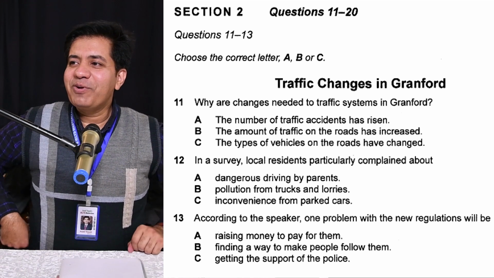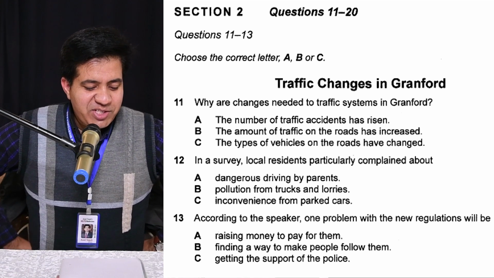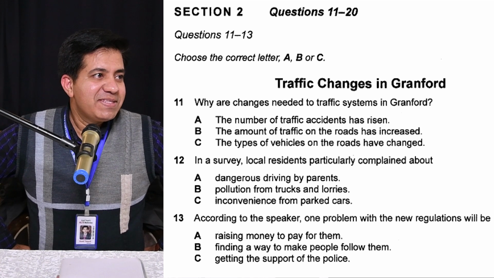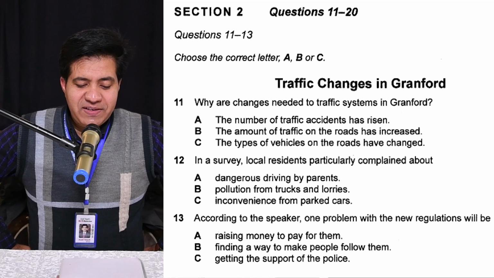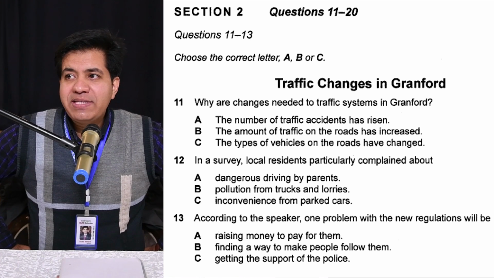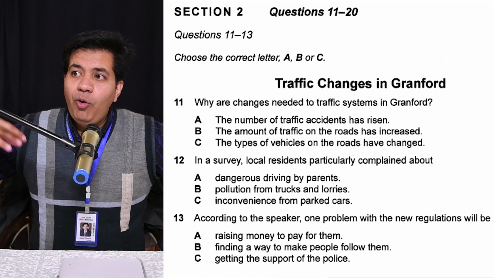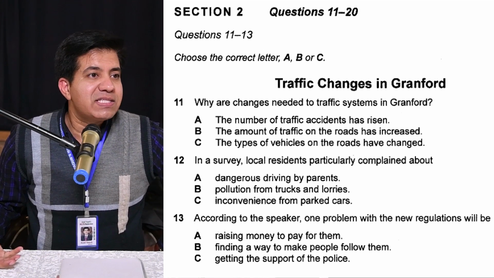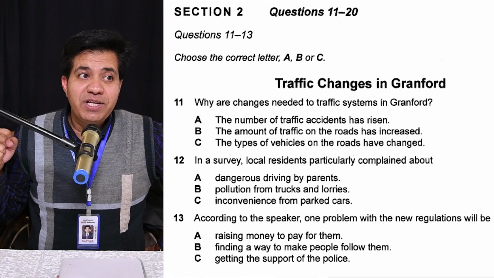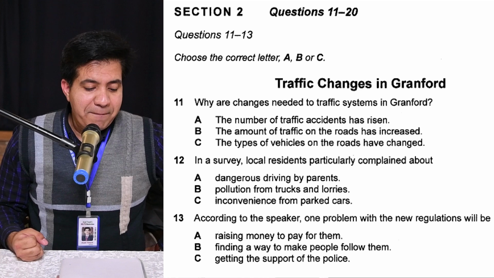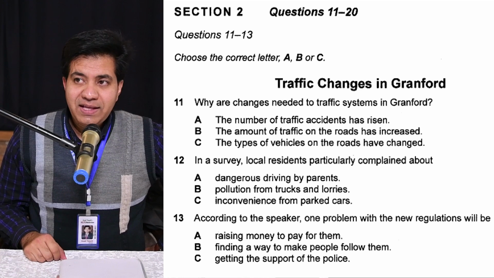Okay, we talk about all three options and all that. Question number 11. C is types of vehicles on the roads have changed, and that's what they said, because they are building the hospital, it's only for that. And at the end he said it's the overall increase in the traffic volume that is concerning us. So it's option B, exactly. The right answer is B. Question number 12.